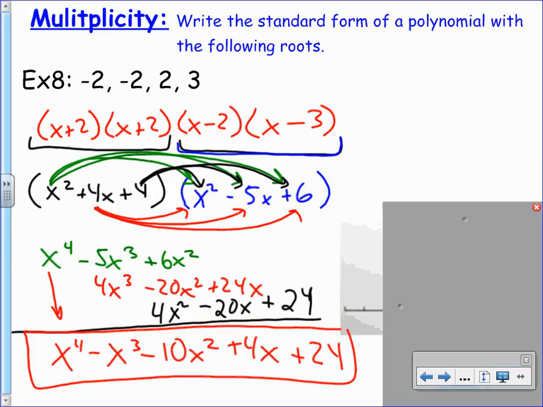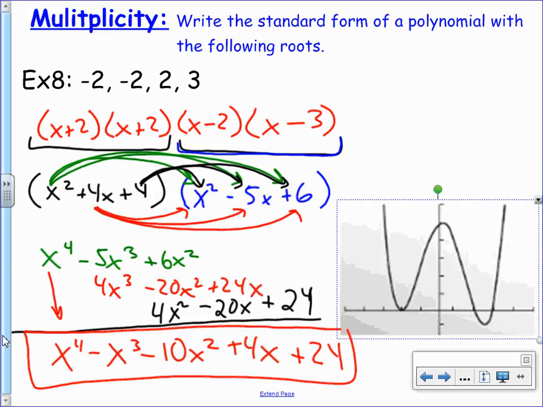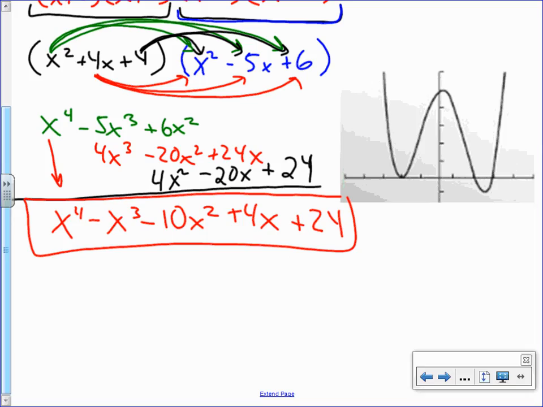Wow. That was a lot. Sharia predicted that it's going to be a degree of 4. Remember what a degree of 4 looks like as a graph? What shape? Oh, the W. It's a W. There it is. Yes, it's like an X minus W. Yep.